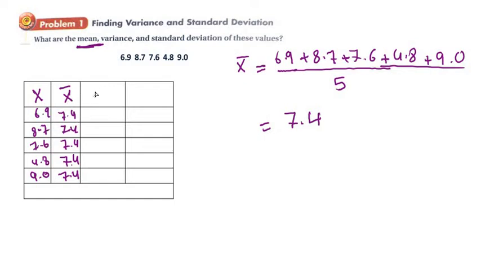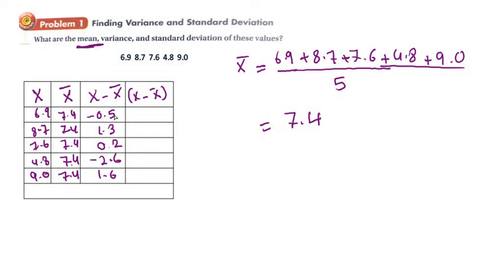Now we find the difference between these two values, x minus x bar. Then we square this number that we get here. Now x minus x bar here is 6.9 minus 7.4. This is equal to negative 0.5. 8.7 minus 7.4 is 1.3. Now 7.6 minus 7.4 is 0.2. 4.8 minus 7.4 is negative 2.6. And the last one is 1.6.